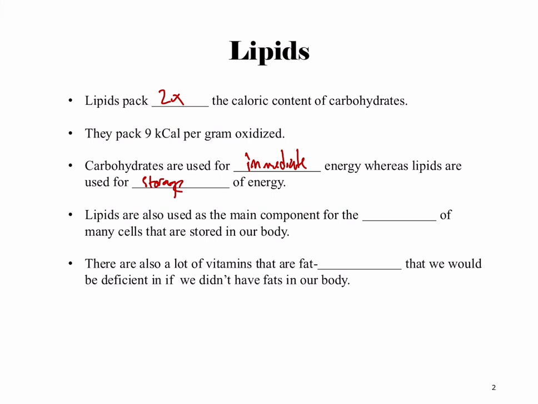Lipids are also used as the main component for the cellular membrane of many cells that are in our body, so not necessarily stored in our body. There's also a lot of vitamins that are fat soluble that need to be transported around, and lipids are able to do that because of the unique duality of properties that they have.